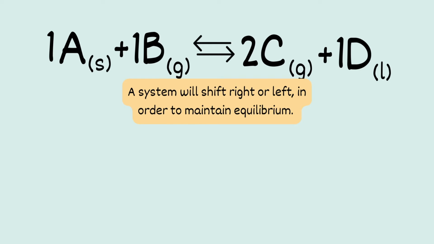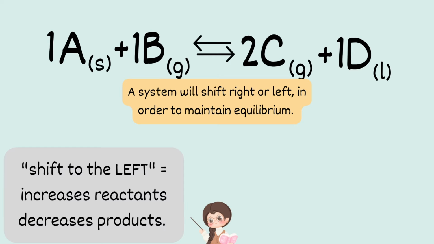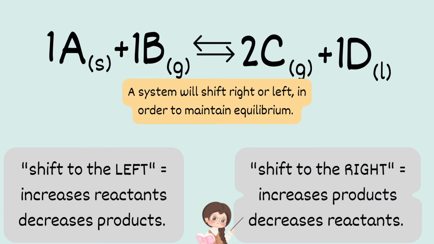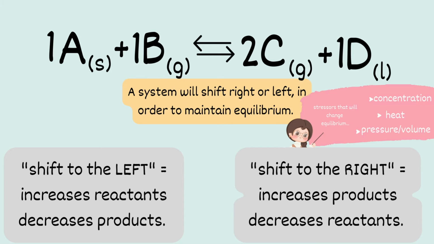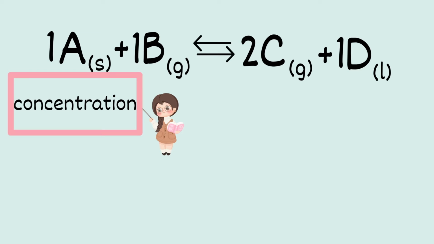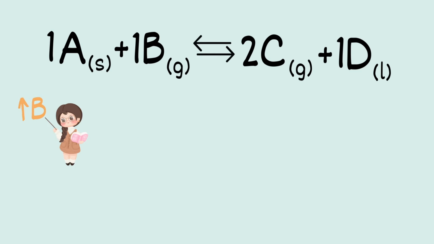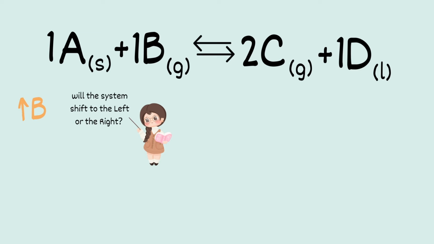A system will shift to the right or left in order to maintain equilibrium. If there is a shift to the left, this will increase the reactants and decrease the products. If there is a shift to the right, this will increase the products and decrease the reactants. Again, stressors that change the equilibrium are concentration, heat, and pressure and volume. Let's look at how concentration affects the chemical equilibrium first. If we increase the concentration of B, will the system shift to the left or to the right?